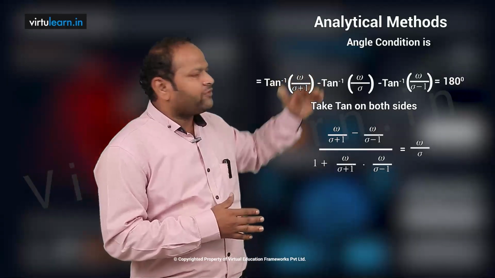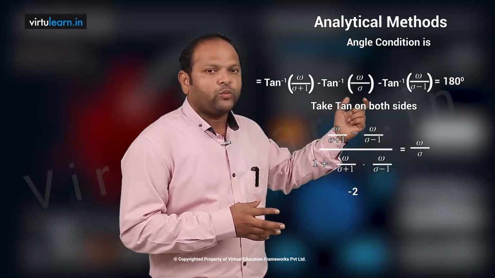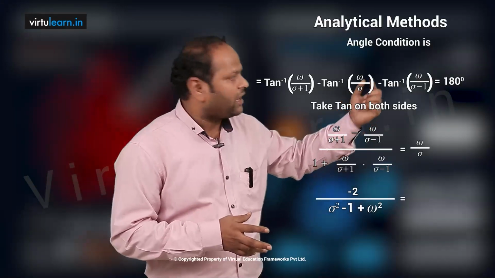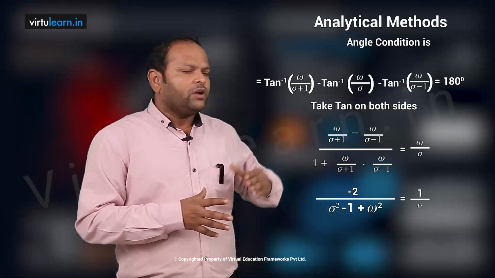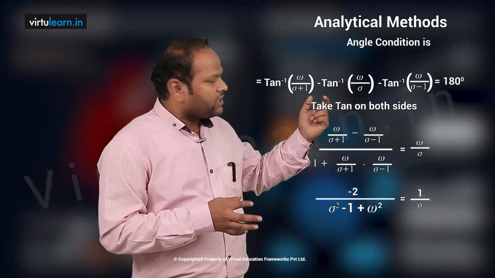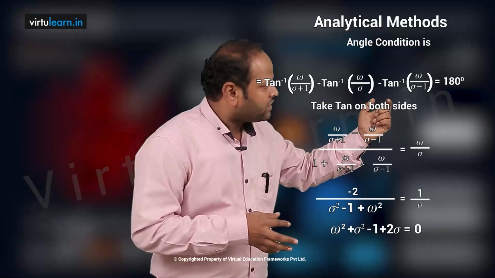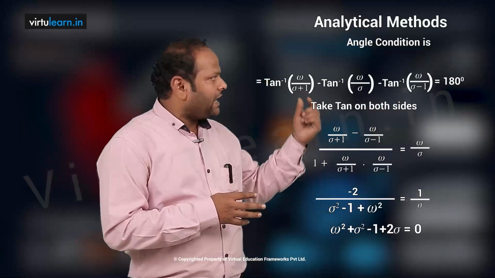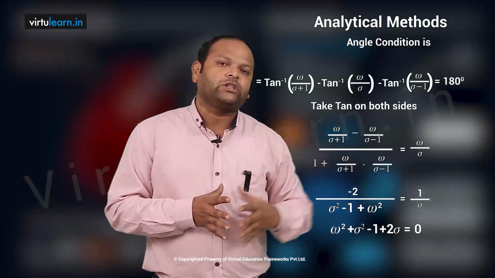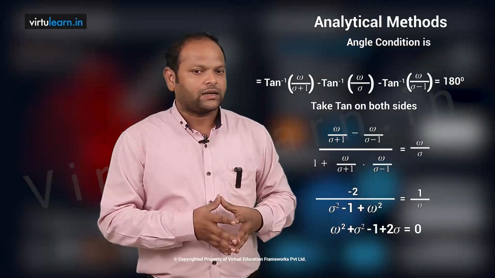So this can be simplified very easily. If you simplify this, you will get minus 2 in the numerator divided by sigma square minus 1 plus omega square, equal to 1 by sigma. Again if you simplify, you will be getting an equation like omega square plus sigma square minus 1, then plus 2 sigma is equal to 0. So let us add and subtract 2 here so that you will be getting a standard form, because we are going to show that whatever root loci we get, that root loci is in the form of a circle.